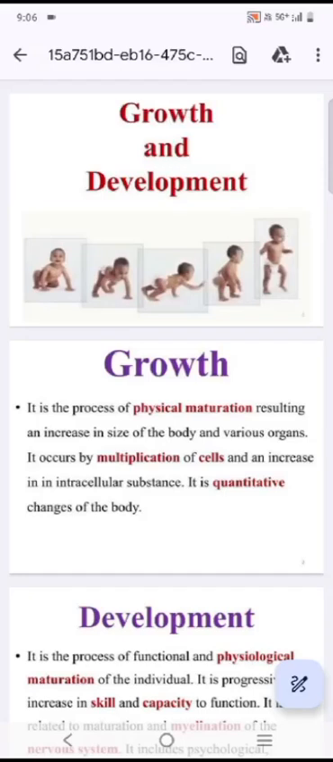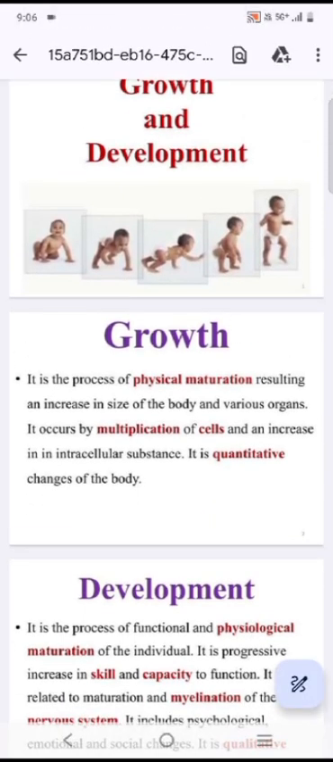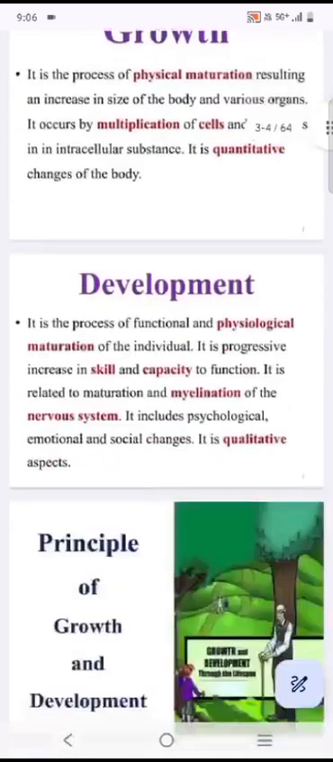We'll see about the pediatric topic growth and development. First of all, we will see the definition of growth. It is a process of physical maturation resulting in increase in size of body and various organs. It occurs by multiplication of cells and increase in the intracellular substance. It is quantitative changes of the body.